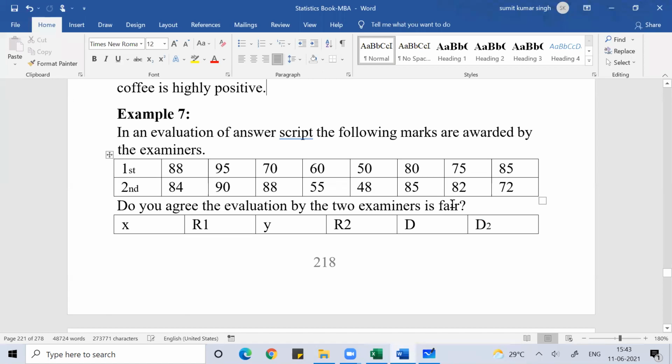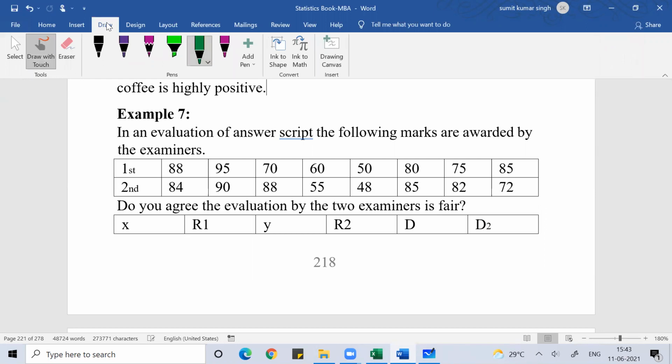In the Spearman rank correlation method, you have to give a rank. In the first array, the highest value I can see is 95. This is rank one. Rank two would be 88. Rank 3 will be 85. Rank 4 will be 80. Rank 5 will be 75. Rank 6 will be 70. Rank 7 will be 60. Rank 8 will be 50. There's no repetition.